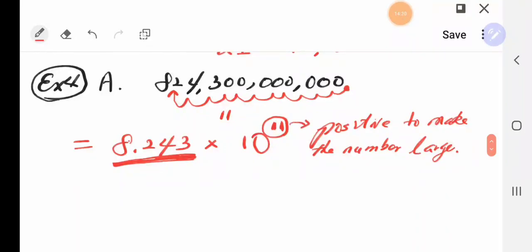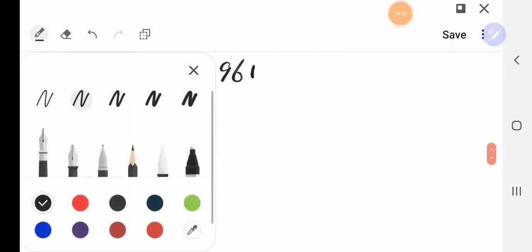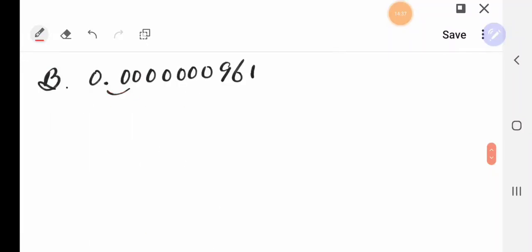All right, let's try another one. This number is really small, so let's move the decimal point to the first non-zero digit, which is between 9 and 6, and count how many spaces we moved. Let's use red color. 1, 2, 3, 4, 5, 6, 7, 8. So we moved 8 places to the right.